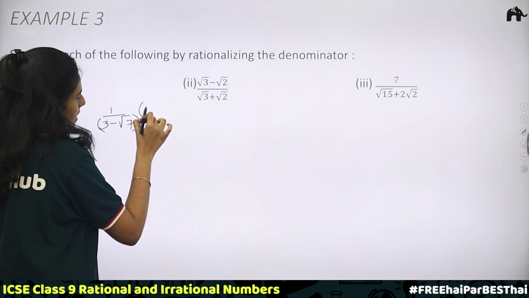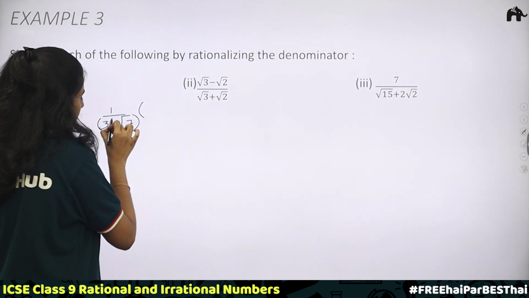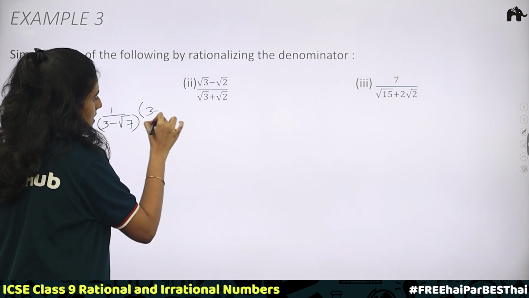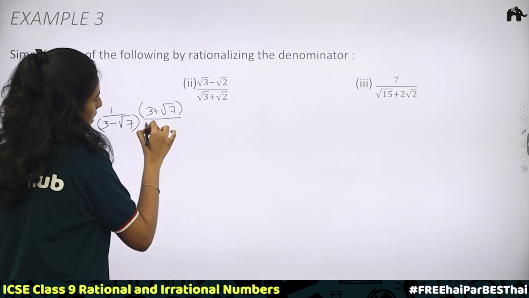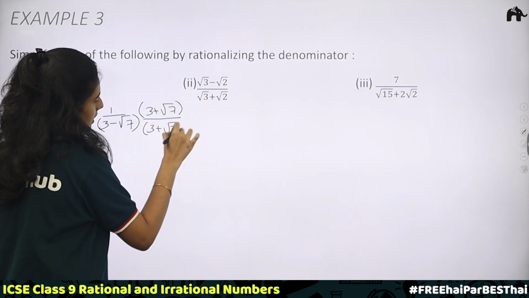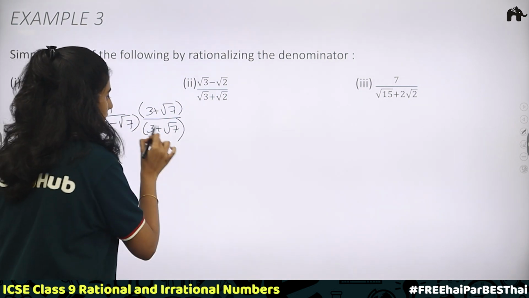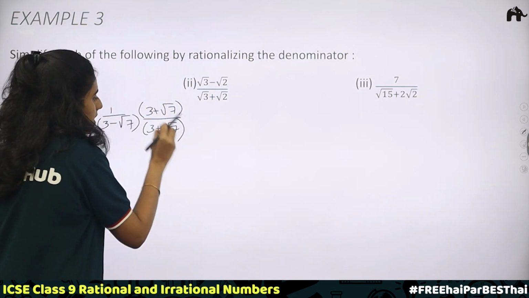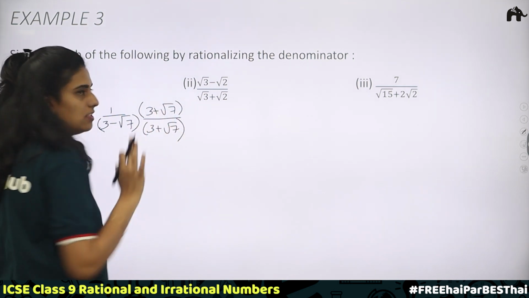So while multiplying numerator and denominator, we have to take positive sign. That is 3 plus root 7 divided by 3 plus root 7. So here the rationalizing factor is 3 plus root 7. We are multiplying the numerator and denominator with 3 plus root 7.